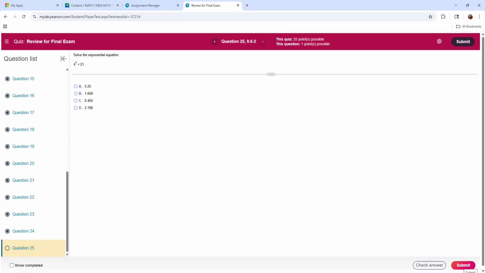Oh, y'all, look, this is our last question. We got 4 to the x equals 21. And they're giving me 4 answers. So let's see what we get. So A is rounded to 2 decimal places. The other 3 got 3 decimal places. So somehow we should get something similar to those, okay?